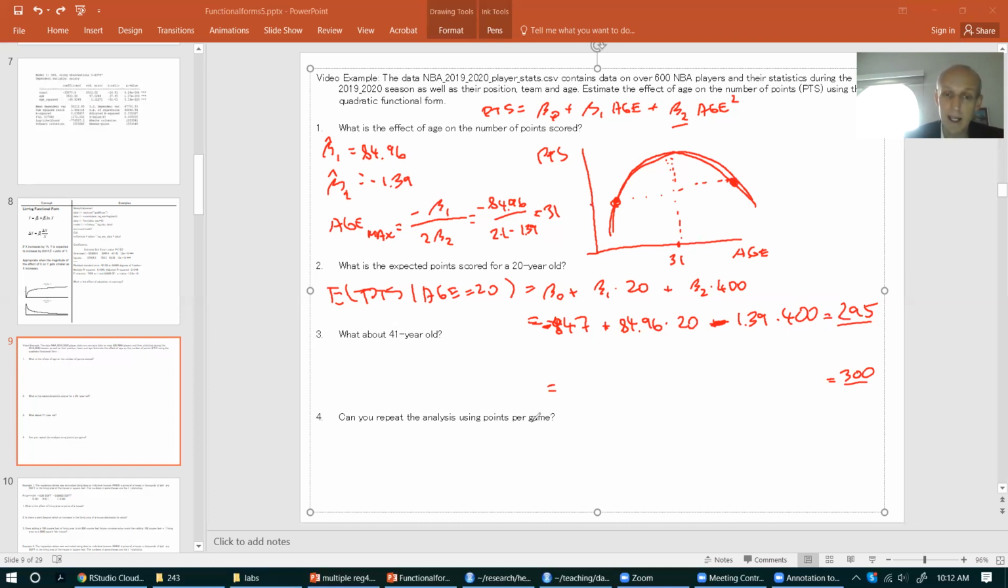Could you repeat the analysis using points per game instead of just points? Oh, sure, you could. Just make sure that you know how to use the function mutate, and you create a new dependent variable. Instead of points, you can create points per game, which is just points divided by the number of games. And let's see if you get different results. They shouldn't be that different.